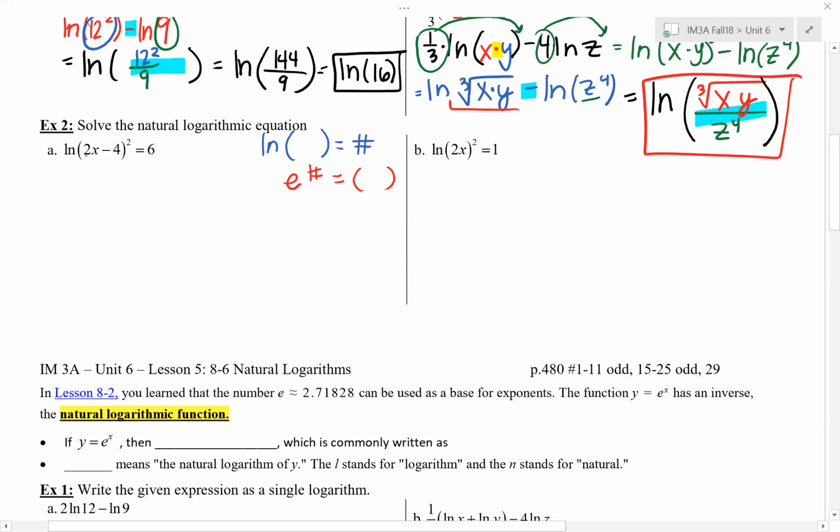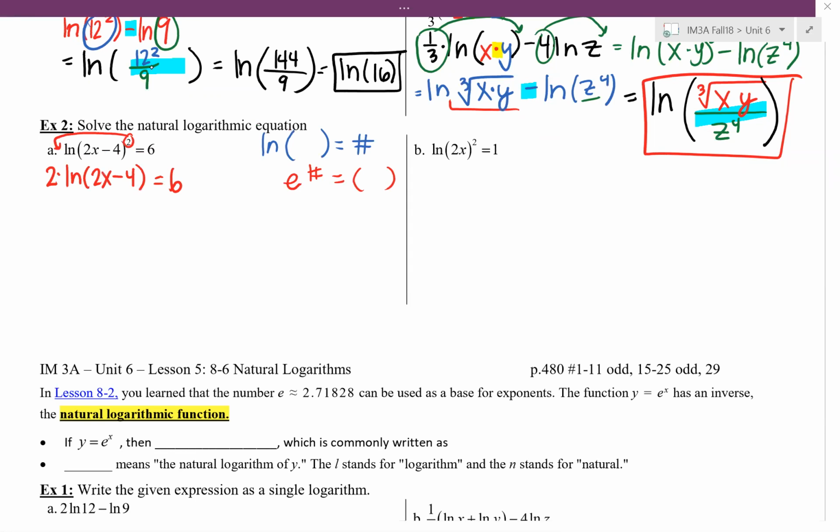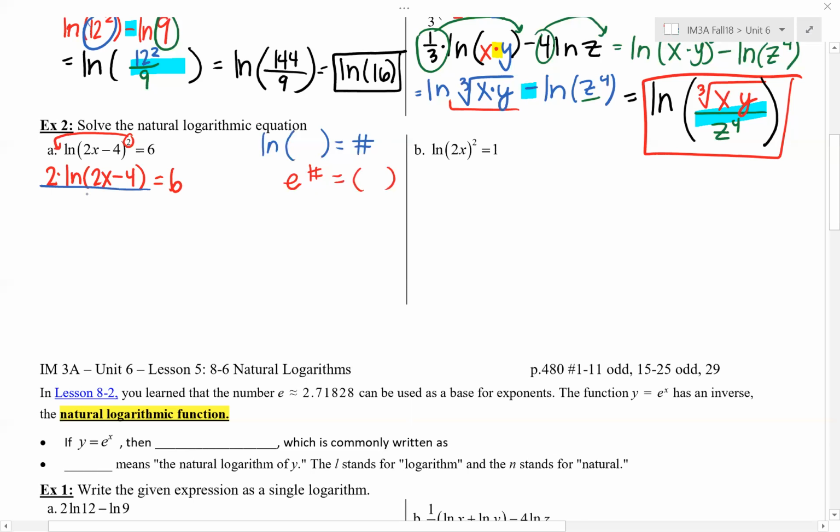So our idea here is we've got ln of something equals a number is what we want to get. Right now we have this power that we need to move to the front so that we can eliminate it later. So we're going to have 2 times ln of 2x minus 4 equals 6. What we want to do with that 2 is eliminate it. So we're going to divide both sides by 2 so that we have ln of 2x minus 4 is equal to 6 divided by 2 is 3.